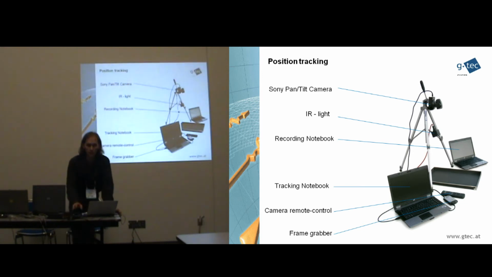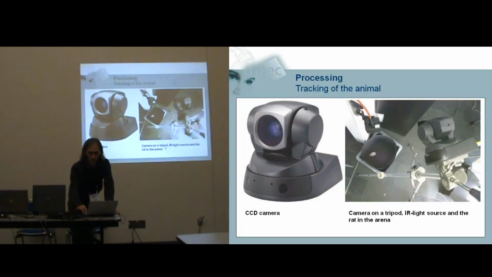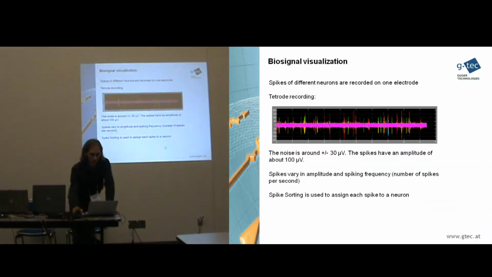So here you see the video tracking system. You need a video camera on a tripod mounted above the arena where the rat is running around. It's connected with a frame grabber to the notebook and gives you excellent position. Then we also record the spikes.